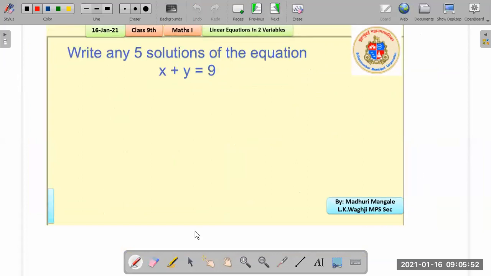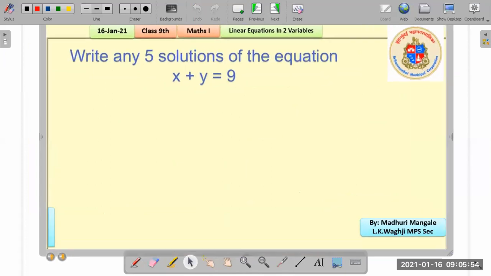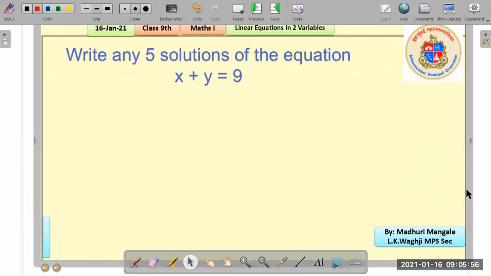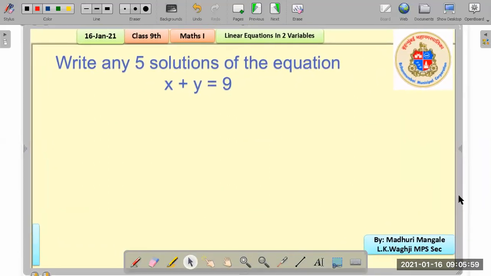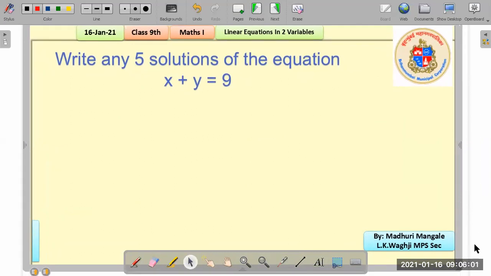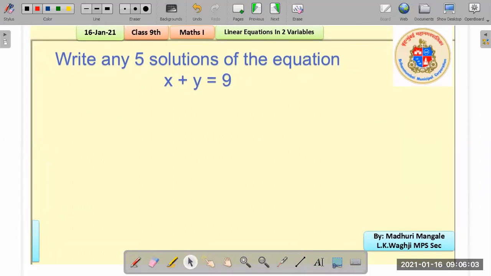This is another type of question. Write any 5 solutions of the equation x plus y equals to 9. This is the third type of question that we are seeing now. Now, what do you mean by solution?